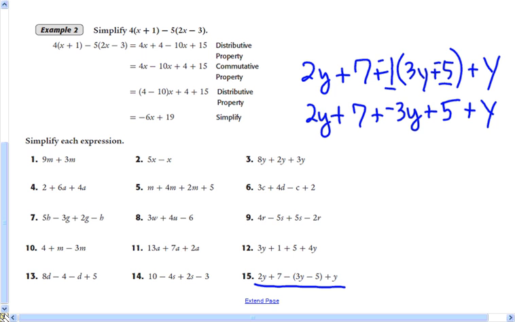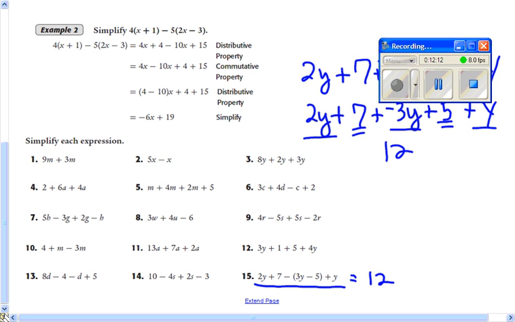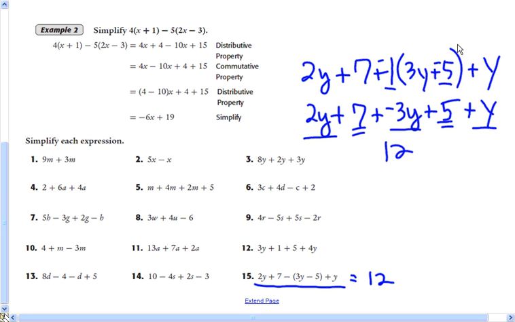Now we can combine like terms. Those are like terms. 2 plus -3 plus 1 is equal to 0y. And then 7 and 5 combined make 12, so this simplifies to just 12. Right? I'm going to do one more like that where we use a distributive property with a minus sign.